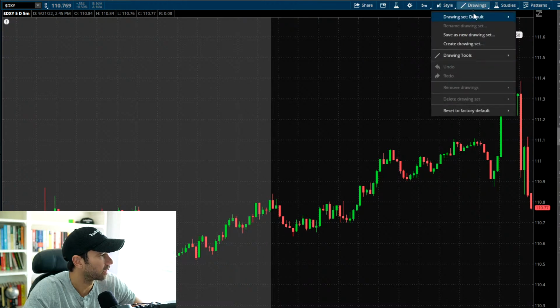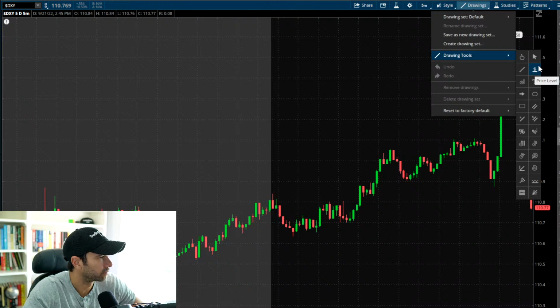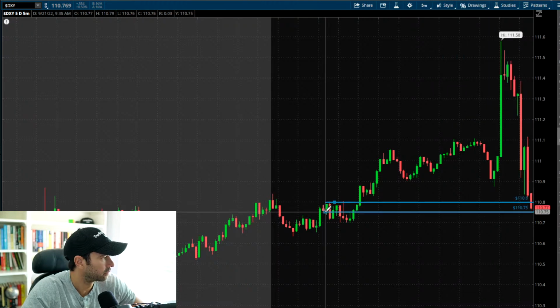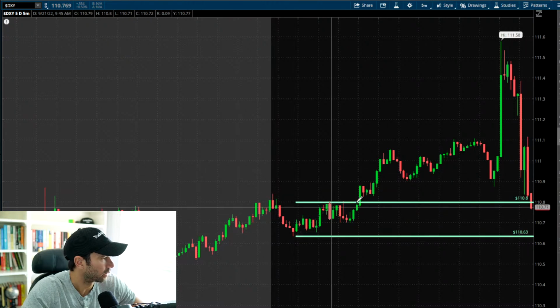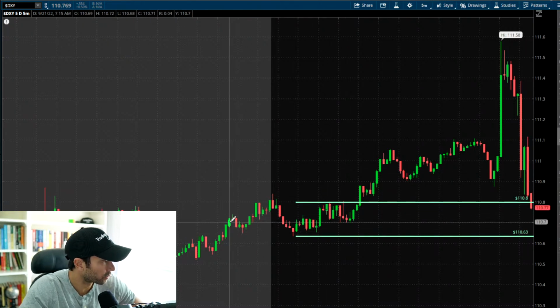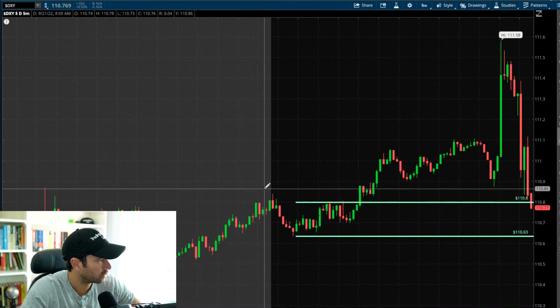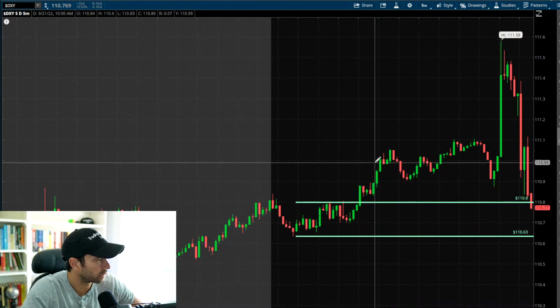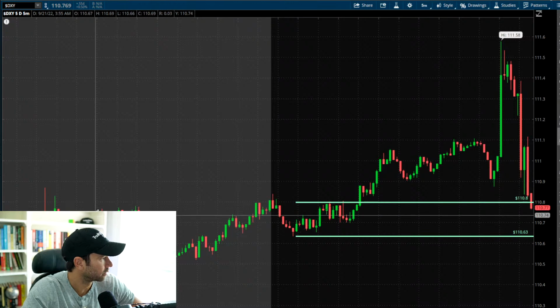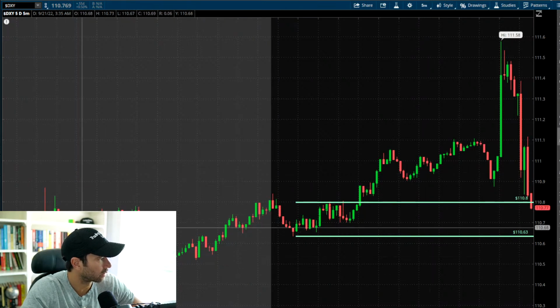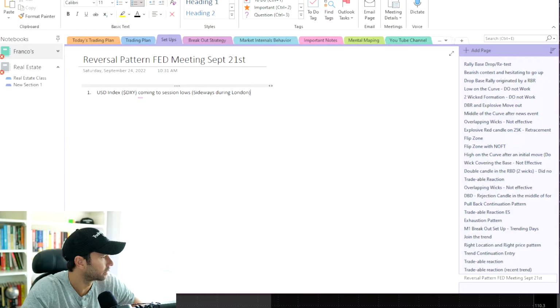So let me see if I can. I have no practice with this. There we go. Okay, so we're approaching this type of double bottom and breakout, right? So that's the first thing we are watching here. Okay, so reversal pattern, sideways during London. So that's the first thing that I'm looking at.